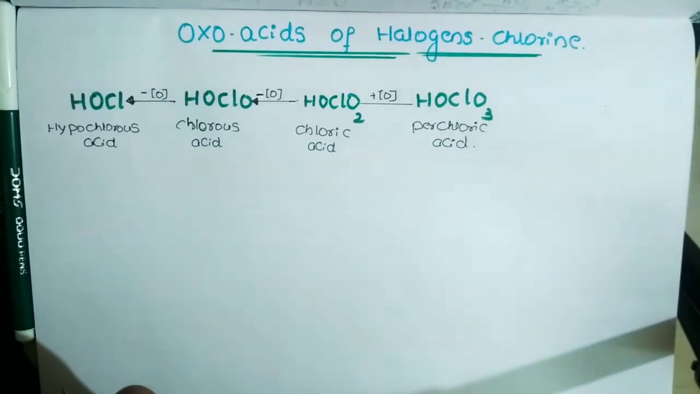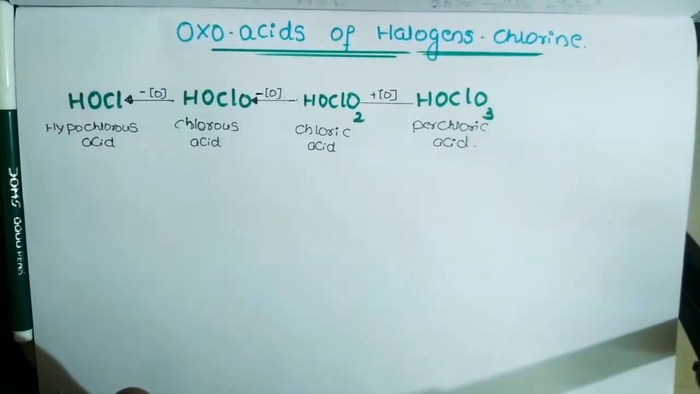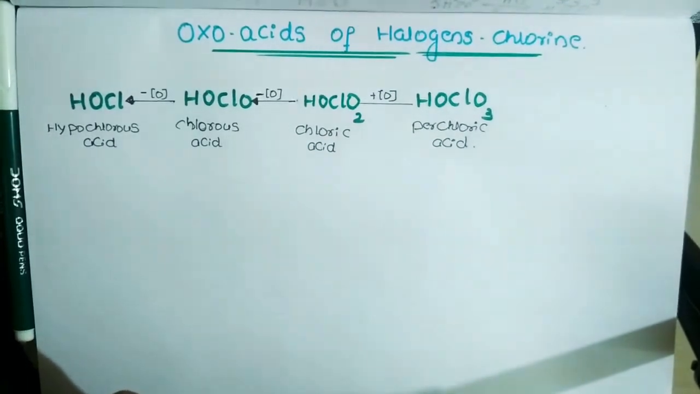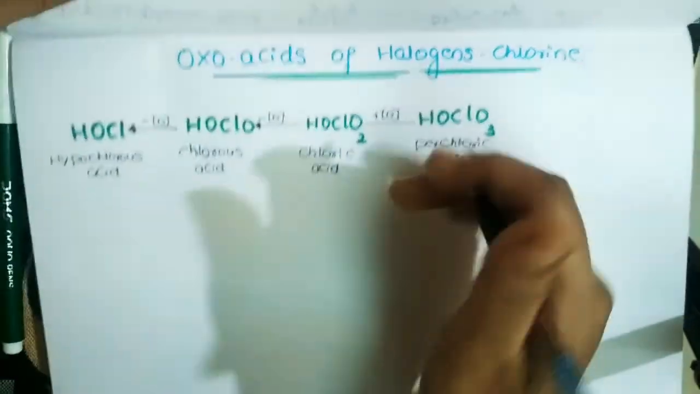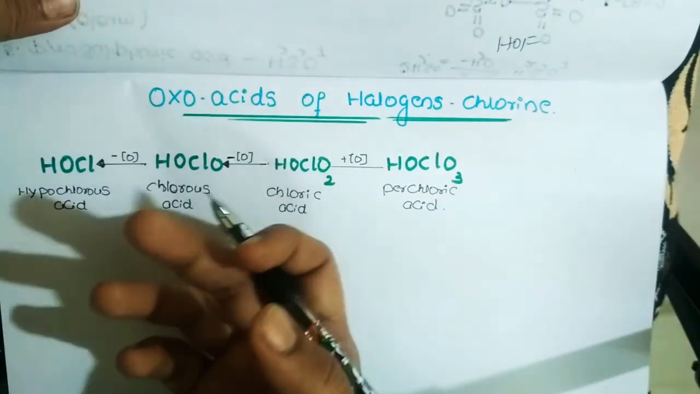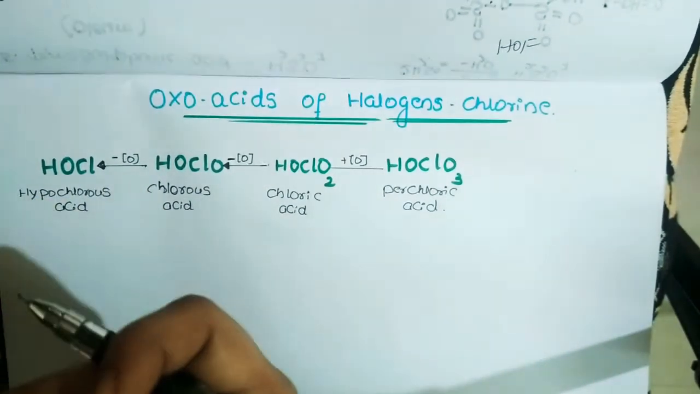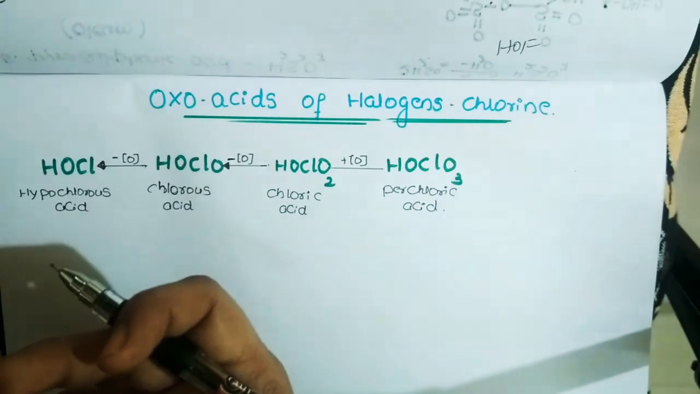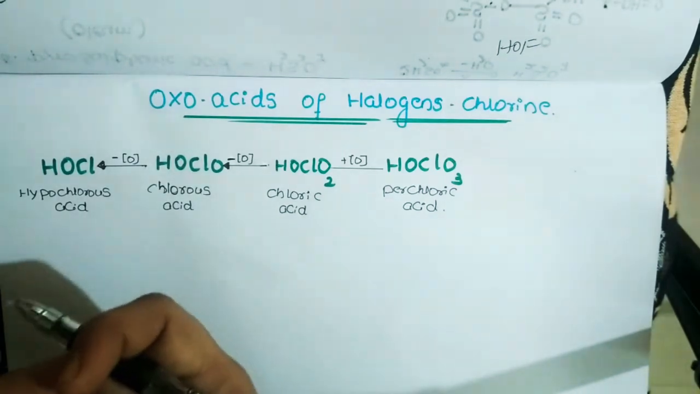When it comes to the oxo acids of the halogens, the first element of this family is fluorine, which is the most electronegative element in the periodic table, and it is very small in size. So the oxo acid of fluorine is only one, which we call hypofluorous acid, that is only HOF. No further oxo acids are obtained from fluorine because of its high electronegativity and its small size.